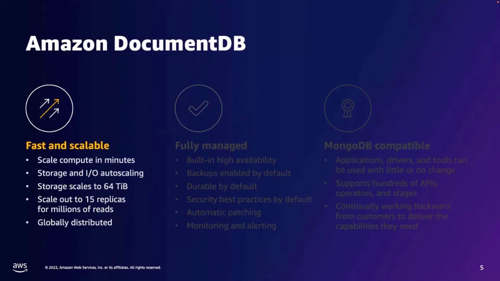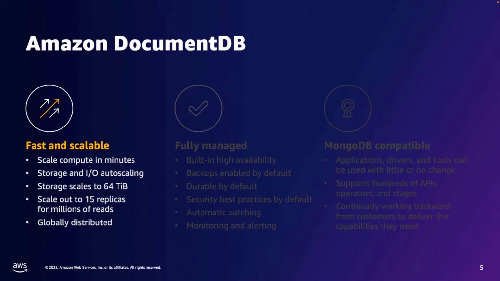When customers ask us why they should use Amazon DocumentDB and what its benefits are, we like to think of three pillars. The first one is speed and scale. Amazon DocumentDB is fast and scalable. Customers can scale compute in minutes. The separation of storage and compute means your storage and I/O can grow automatically based on your workloads.